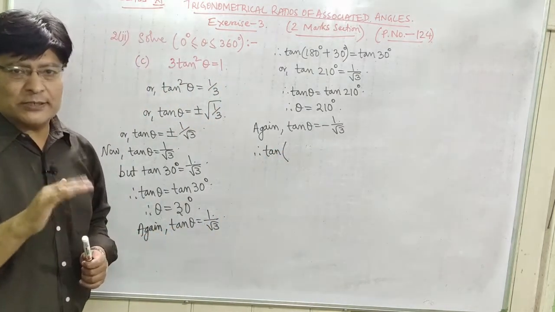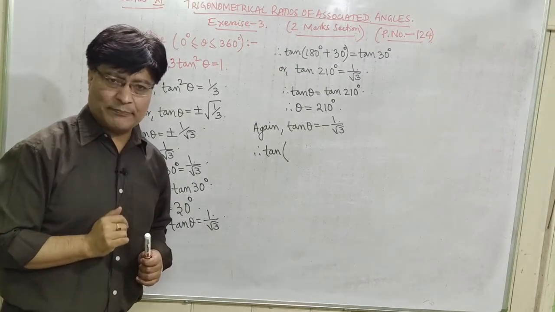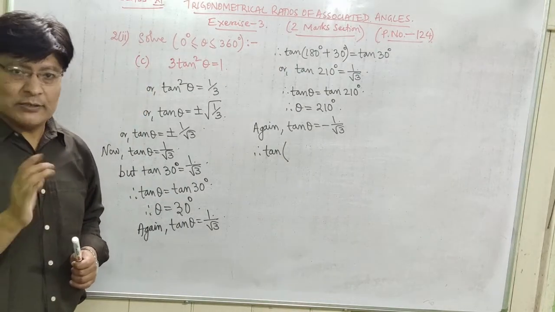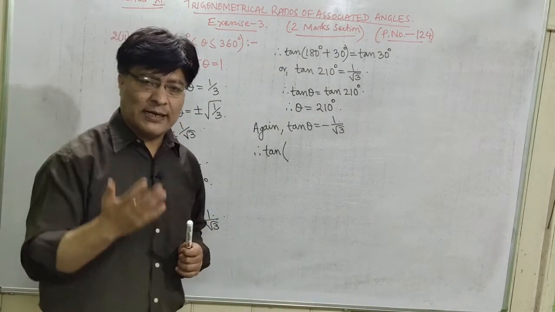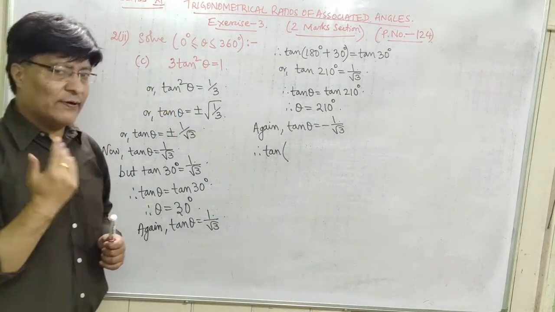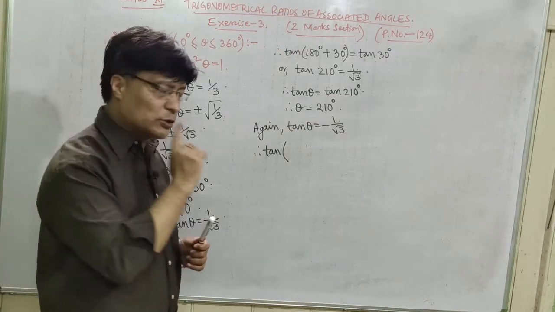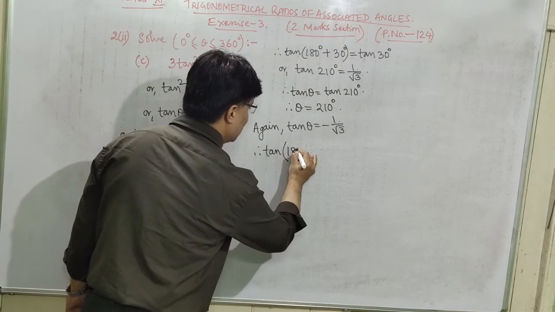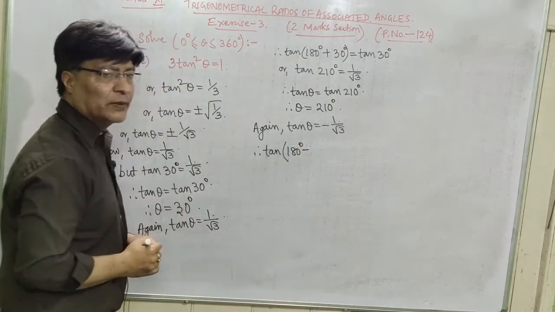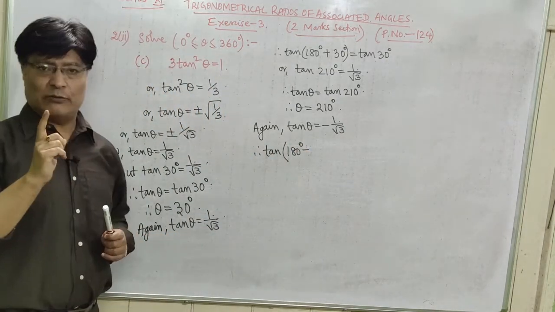You may write 90 plus theta and 180 minus theta. But don't write 90 plus theta because it is an odd multiple of 90. And if you write an odd multiple of 90 plus theta, the trigonometrical ratio will change and the value will also change. Okay. So you can't write 90 plus theta. But you can write 180 degree minus theta. What is the value for theta now?